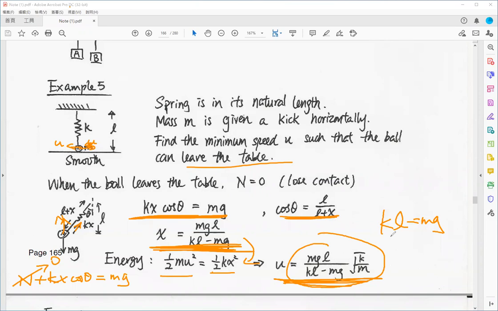How about if KL is less than mg? Then it means that the speed is impossible, because the speed you take is a positive value. It means it's impossible for an object to move to lift the table, no matter how hard you push the object.